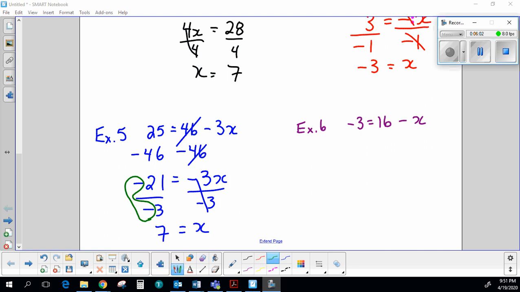There we go. Those two negatives, they are going to be a positive as a result. Okay, so my answer down here is positive 7.